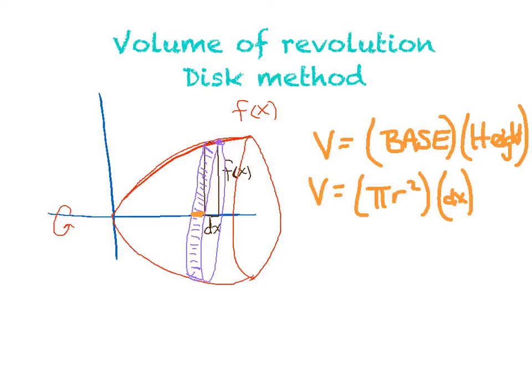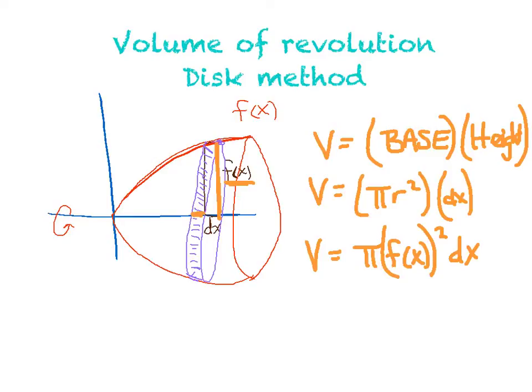Now, taking a closer look, you'll notice that the r in my function, this radius here, is really f of x. So I'm going to say that volume is equal to pi times f of x squared dx. Now again, that's just going to give me the volume of one cylinder.